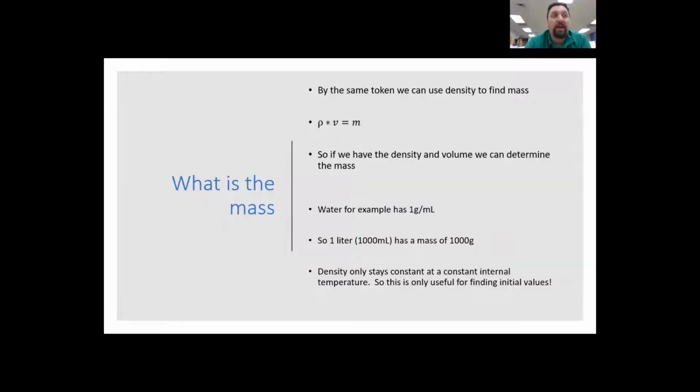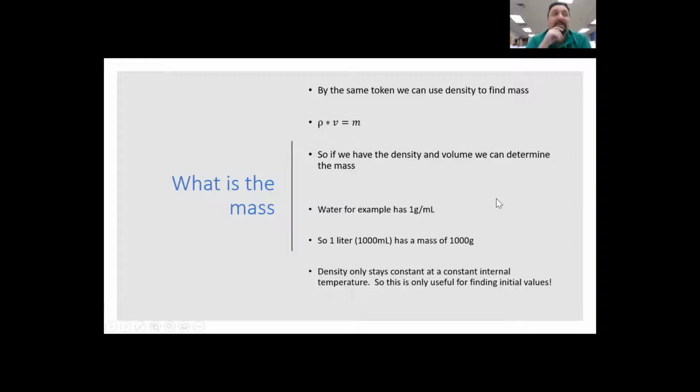Now, we can use density to determine mass, volume, or to solve for density depending on what we're given. Our formula is density times volume equals mass. So if we have the density and the volume, we can determine the mass. For example, water is a gram per milliliter. If I have a liter of water, that mass is 1,000 grams or 1 kilogram. It is just 1,000 mils, which is our volume, multiplied by a gram per milliliter. That's our density. Multiplied together gives us 1,000 grams.